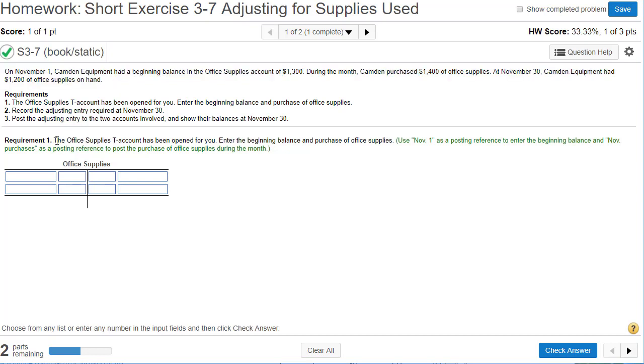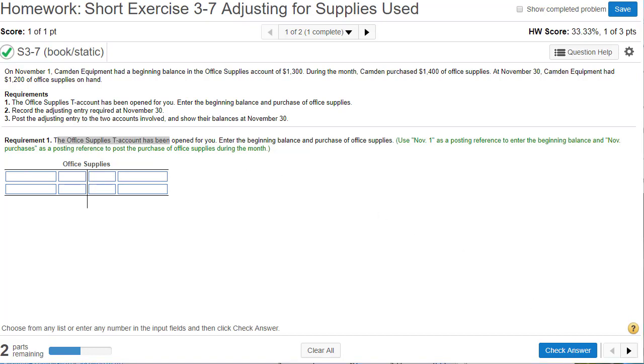So requirement 1, the office supplies T account has been opened for you. Here's the T account. Enter the beginning balance and purchase of office supplies. Use November 1 as a posting reference to enter the beginning balance, and November purchases as a posting reference to post the purchase of office supplies during the month.